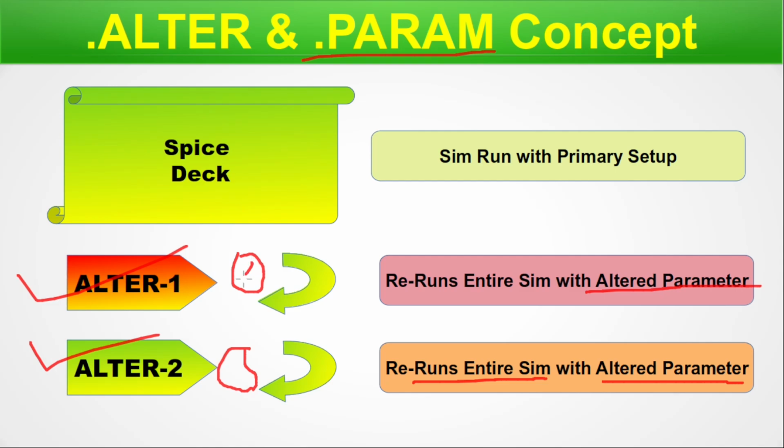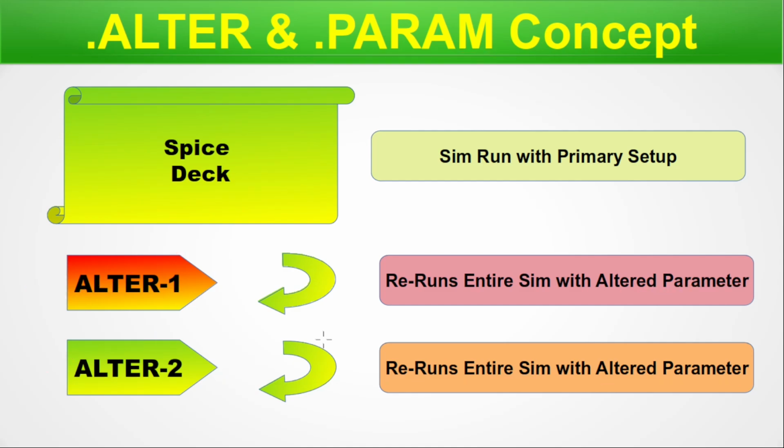This is some value here and this is some value here. So these two are different values and the SPICE will run. So this is a very small and simple infographic to understand. However, this change could be numerous. Say 10, 20 changes are there.